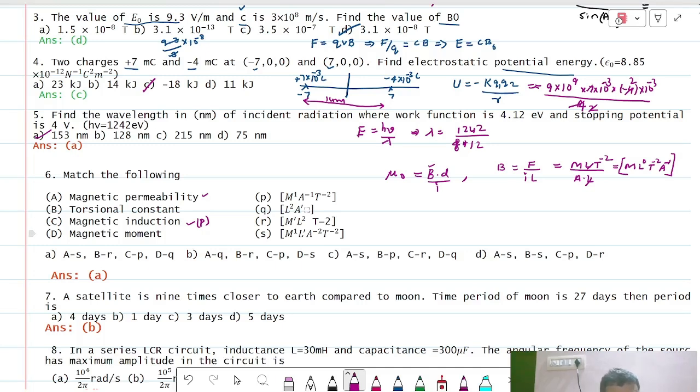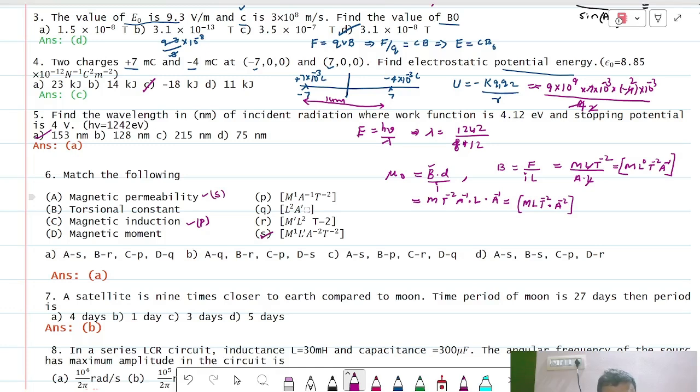Magnetic momentum I will find out, otherwise permeability. B value came now. That equals M T power minus 2 and A power minus 1, into D means L, D means L by ampere means A again. Therefore, A power minus 1. So that is equal to M L T power minus 2, force, into A power minus 2. Force by I square. So M L T power minus 2 A power minus 2. So yes, this is S.